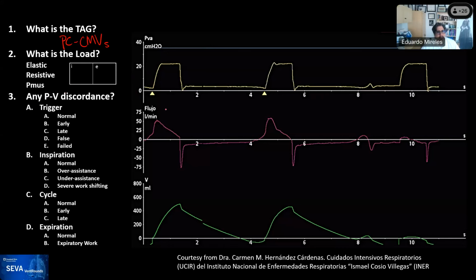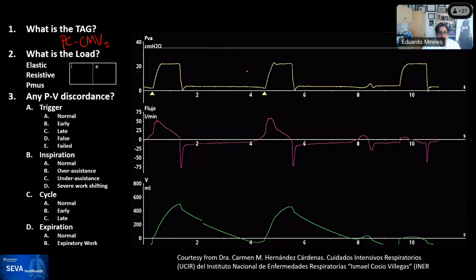So if you look at during inspiration, what is the major load? Is it resistive? Is it elastic? Or is it PMOS? And I see some answers start to come in. There seems to be a general agreement that this looks like PMOS.